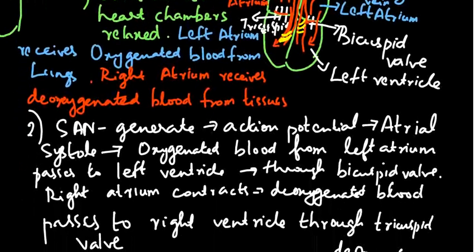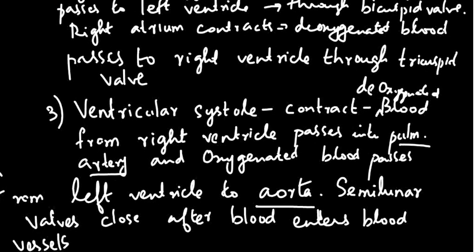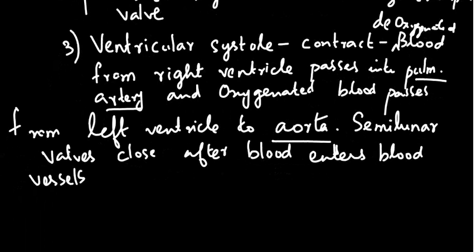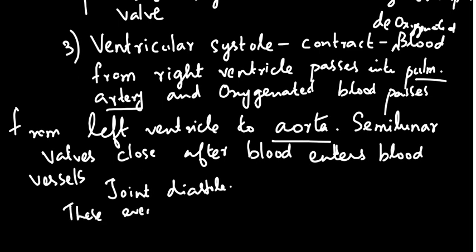After that, the cycle repeats. There will be once again a joint diastole where all the heart muscles will relax. So whatever happens, these events are collectively called the cardiac cycle.